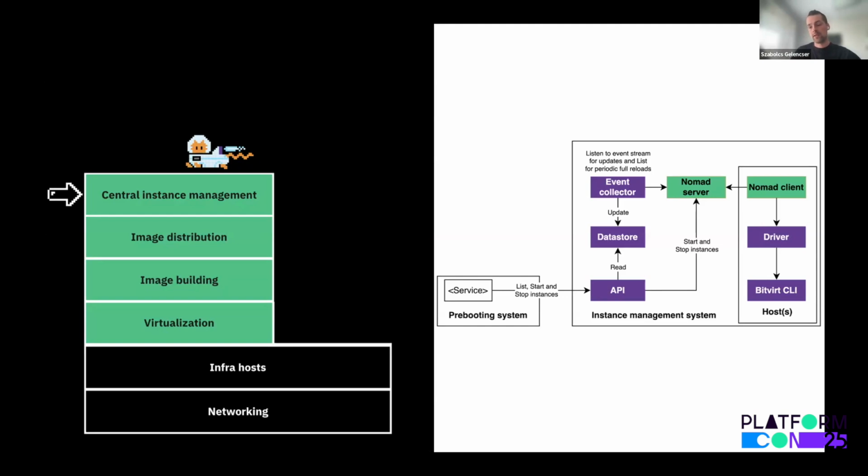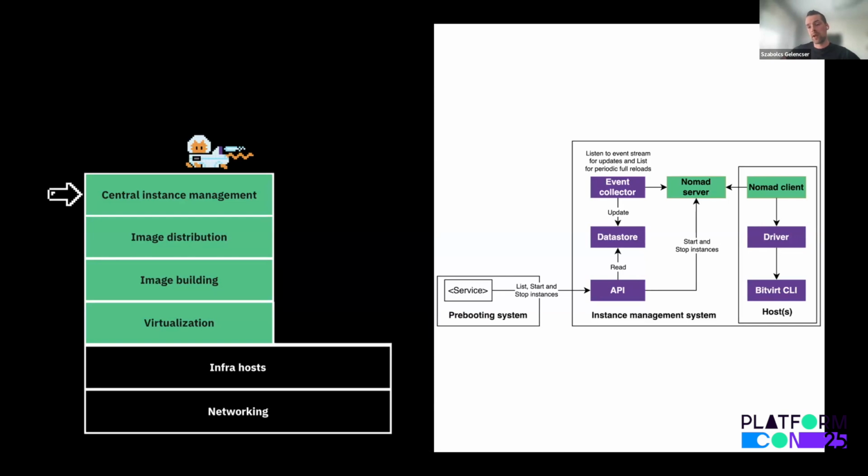And then you have Nomad clients. Those are running on each and every infra host. And this is the component that connects the infrastructure host to the Nomad server. So whenever you issue a new VM from the Nomad server, it will figure out which Nomad client can do that, which one of them has sufficient resources and all the constraints checked. And then the Nomad client is responsible to handle all of this locally.